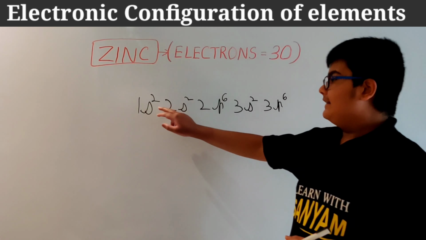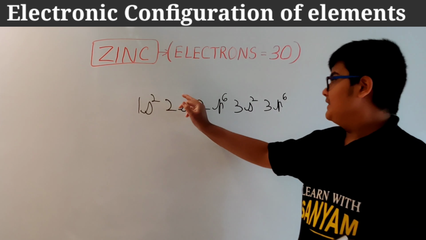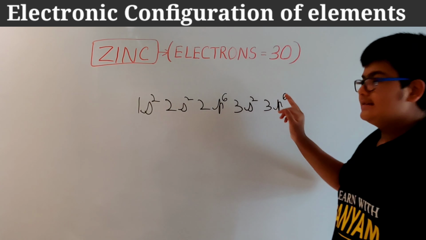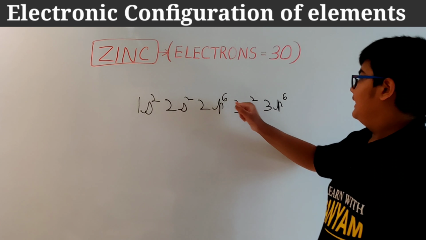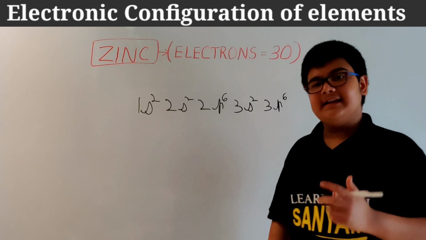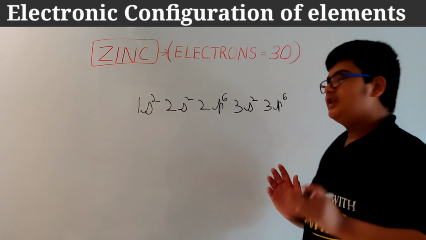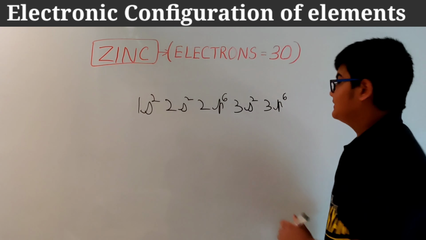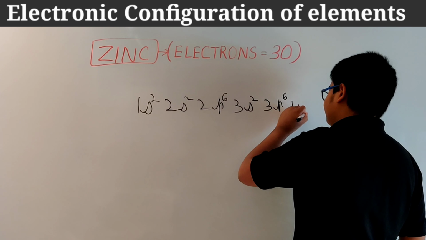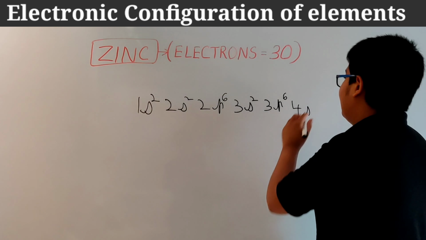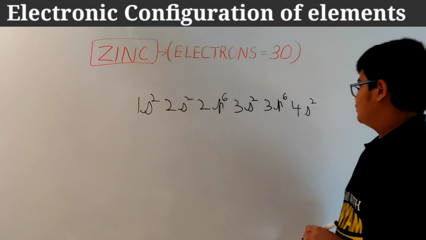So here you can see that till now we have filled 2 plus 2 plus 6 plus 2 plus 6, that is 18 electrons. So still we are left with 12 electrons to fill. So for that we will utilize the next orbital, that is 4s orbital in energy order, and again it has capacity of 2, so 2.